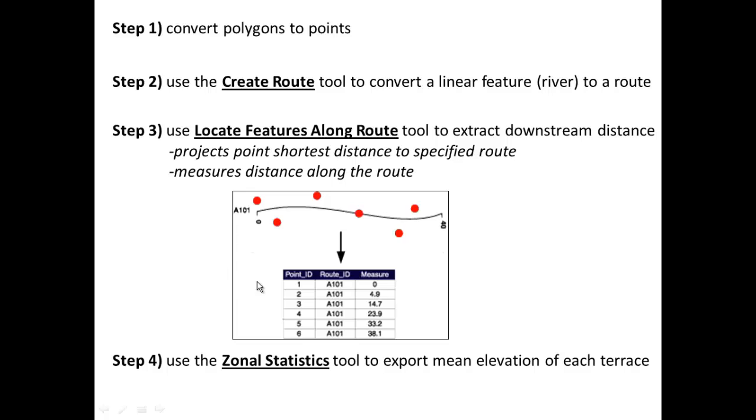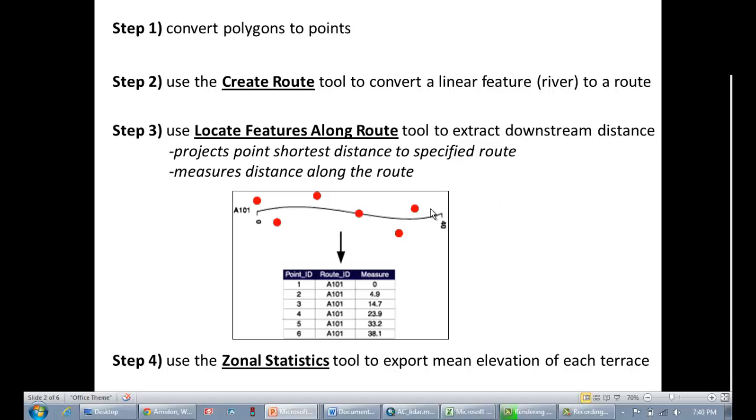So that's how we'll get downstream distance, and then we'll use the zonal statistics tool to export the mean elevation of each terrace. Now please note, we're using this tool in the context of extracting downstream distance along a river. This same tool works really well, for example, telling how far down a road a bunch of houses are, or how far along a pipeline a bunch of pumping stations are. So there's a lot of applications where you want to extract this information of kind of distance along a line.